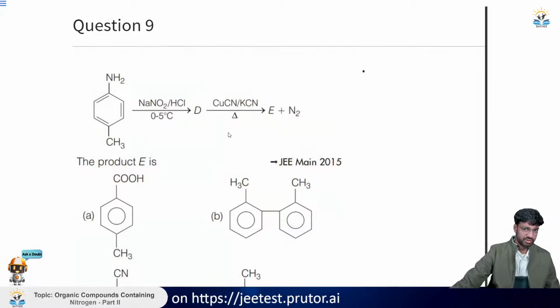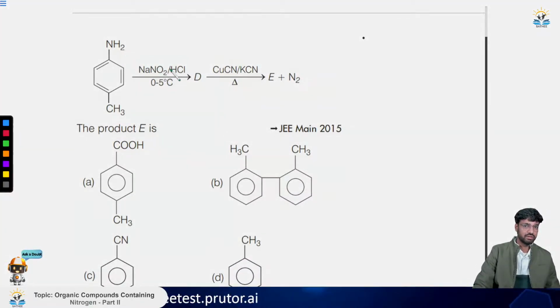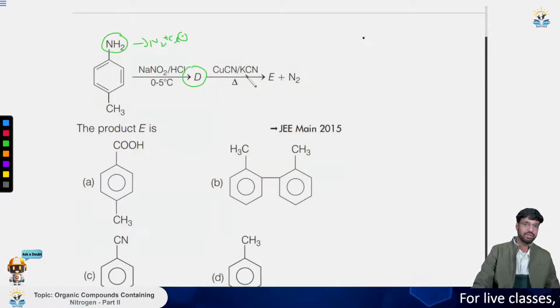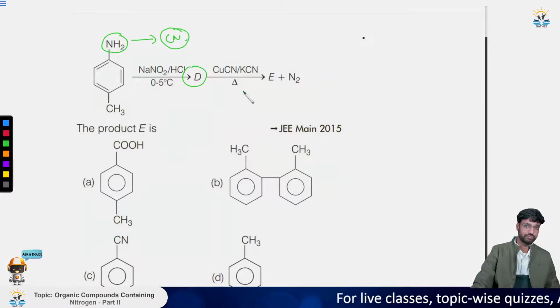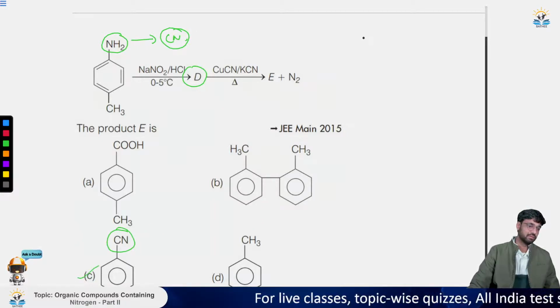Next we have this question. It is a previous year question. So what does it say? We are just diazotizing this group to N2+ and Cl- to get our D. Then we are reacting with CuCN and KCN. So we will get CN here in place of this. Okay. So this is the correct answer.